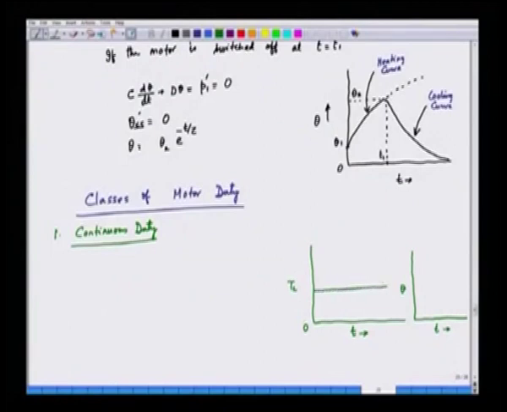So, this is basically a constant load that we have here. And what about the temperature rise? The temperature rise in this case is also like this. The temperature reaches a steady state value. This is theta SS, and this theta SS is less than the safe limit.